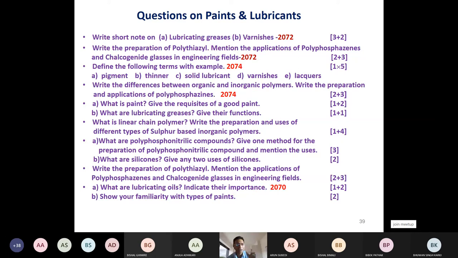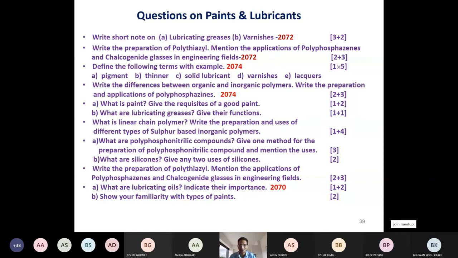In what cases do we have to use solid lubricant? The first question may be asked this way. Then the red number means the year in which it was asked. Then 72, 72, 74, 74, 70, and the numbers are given on the extreme right side.